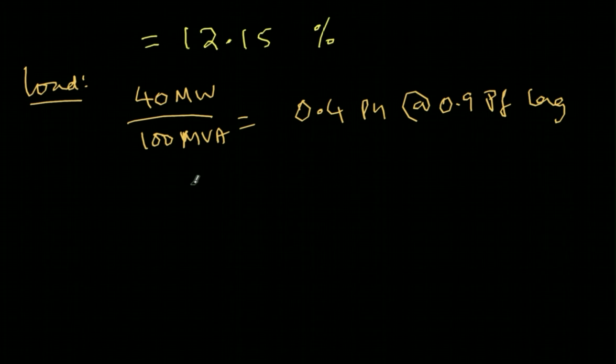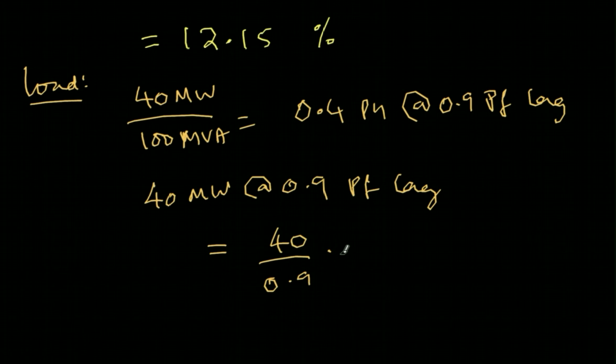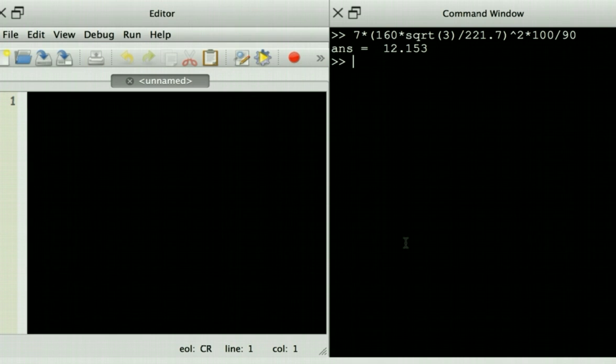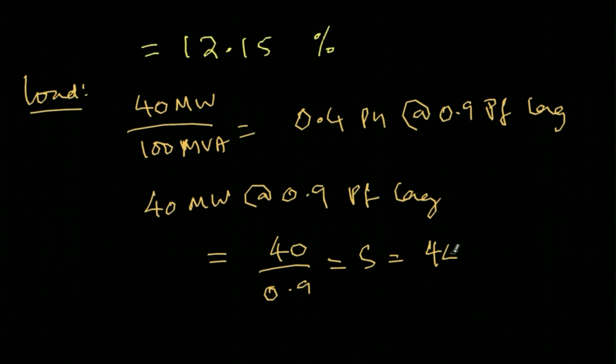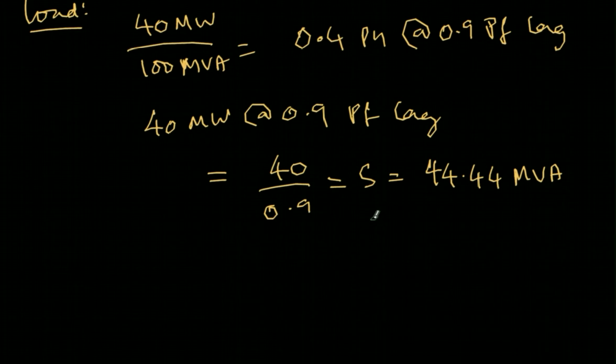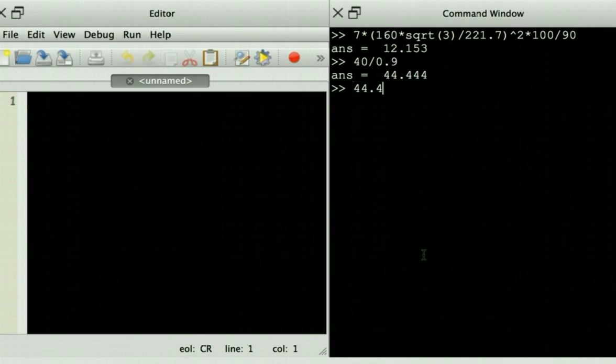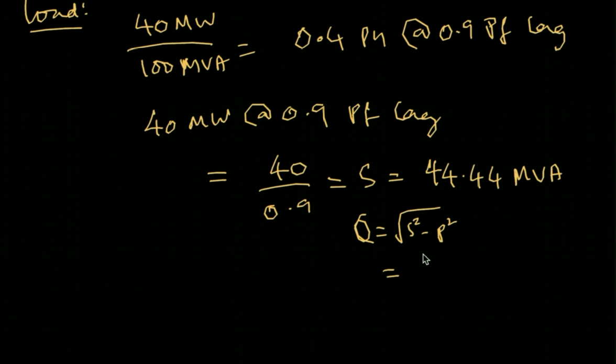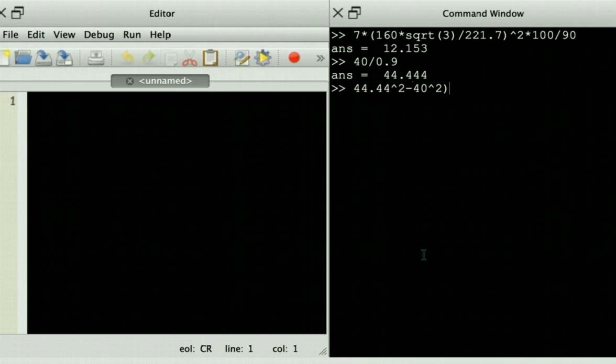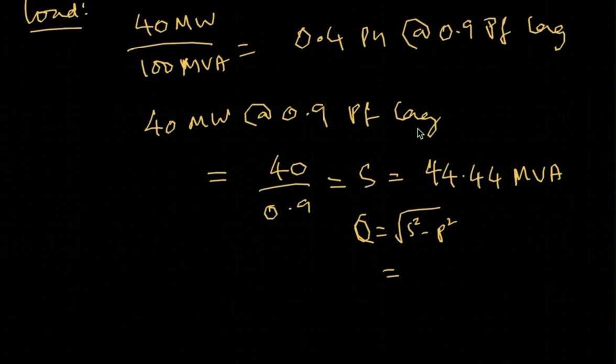Let's calculate the 40 megawatt at 0.9 power factor lag. So 40 by 0.9 will be my S, that will be 44.44 MVA. And then what will be my Q? Q will be the square root of S squared minus P squared. Just for the sake of completeness I'm doing this. So 44.44 squared minus 40 squared, and then the square root of that total. So this is 19.36, and because it is lag, it will be plus j 19.36 MVAR.